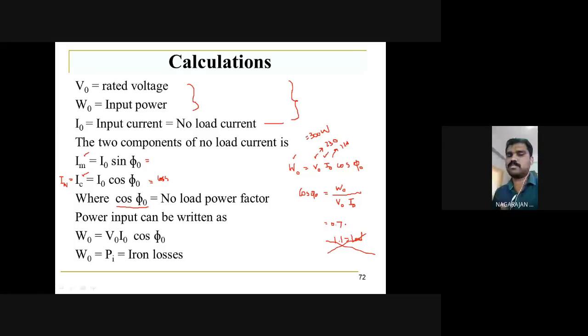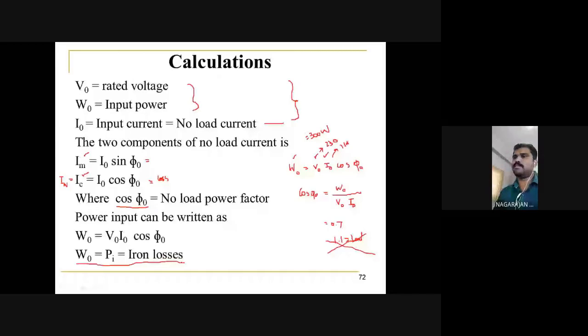So the answer is correct. Nitish Naveen has given the correct answer. It is lagging. Since the transformer under no load condition is assumed to be purely inductive, we assume it as lagging. So what we are measuring from the wattmeter is the iron loss. That is what is given in the last equation of this slide. W naught is equal to Pi, which is called the iron loss of the transformer.